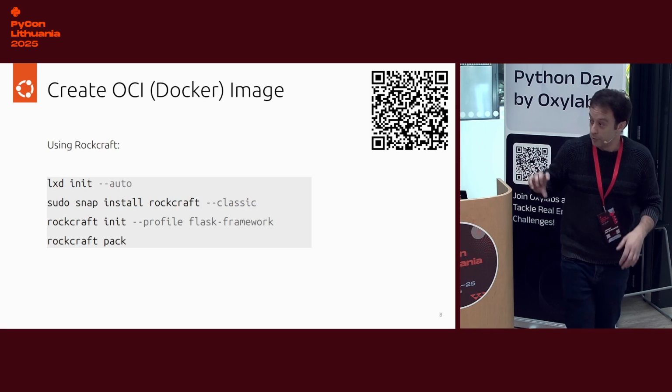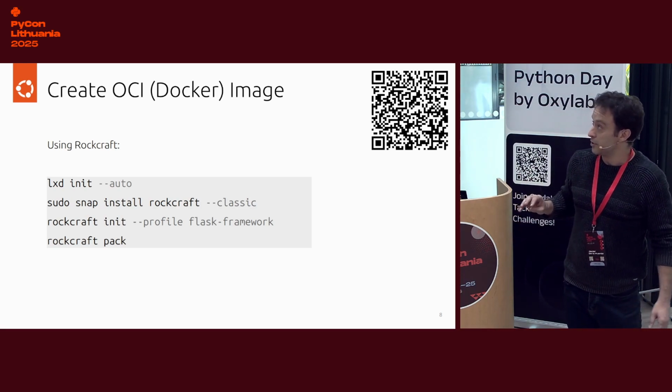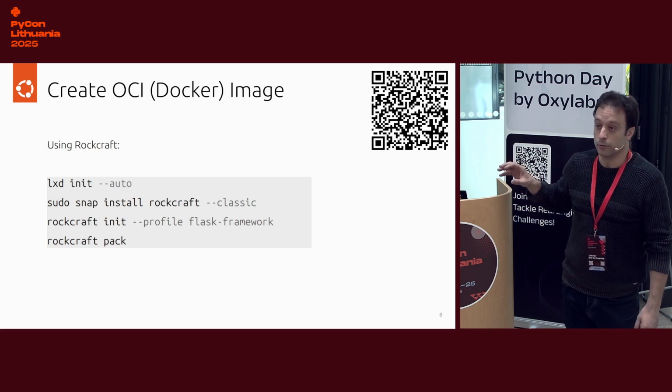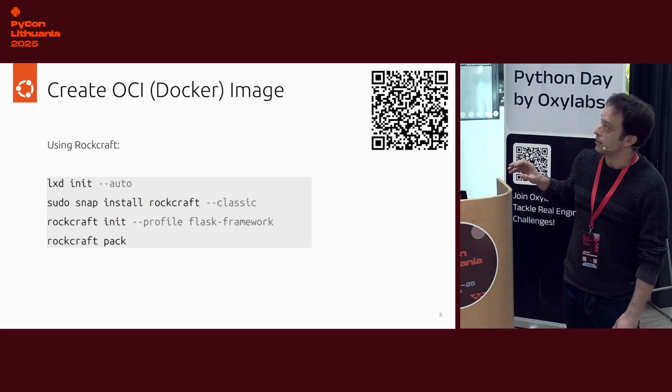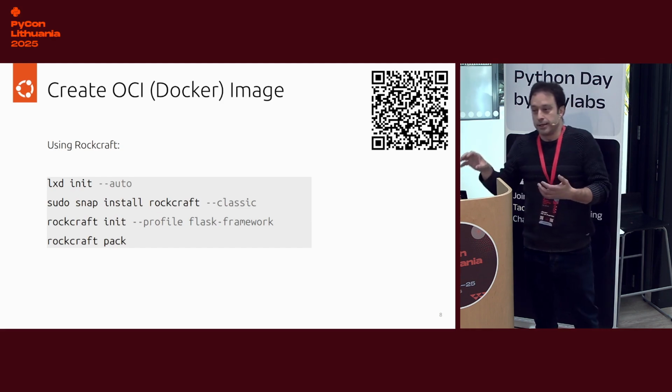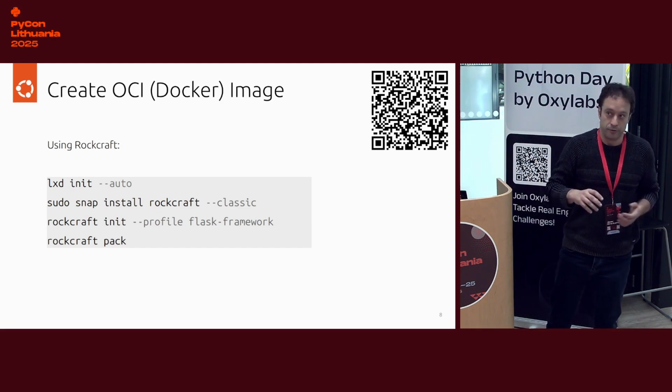And the approach I'm going to take now to make it a bit more production ready is to use another tool to build the container. And we are going to use a tool that we are building in my team that's named Rockcraft. What it will do is inspect the application and create a production ready container.